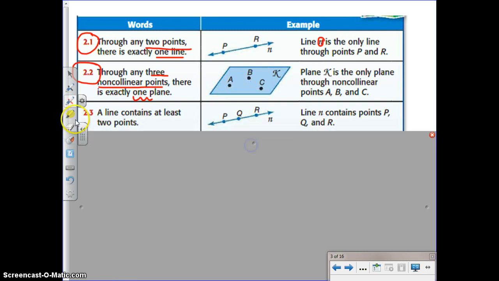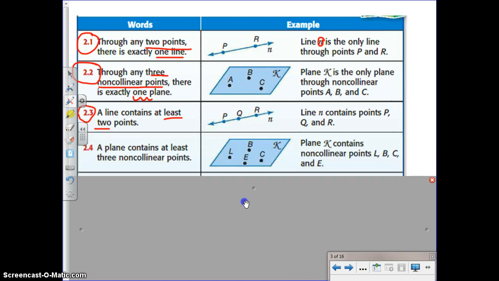All right, the fancy name for the next postulate is 2-3. So that's what it's called, postulate 2-3, and the definition is a line contains at least 2 points. You could draw this picture, or you could add those words. Line N contains points P, Q, and R. And our next postulate is 2-4, which just says a plane contains at least 3 non-collinear points, and this picture is fine, or you could write the words plane K contains non-collinear points L, B, C, and E.